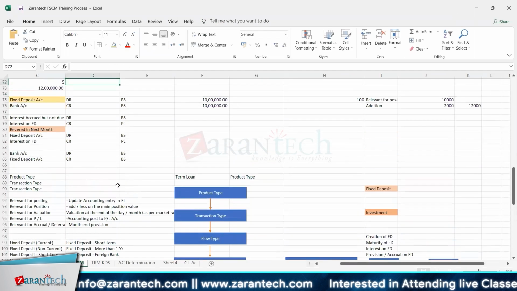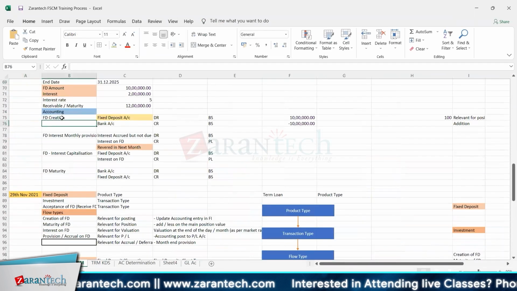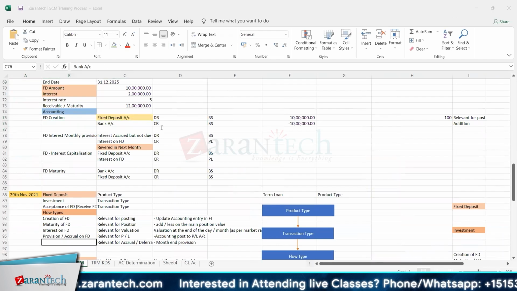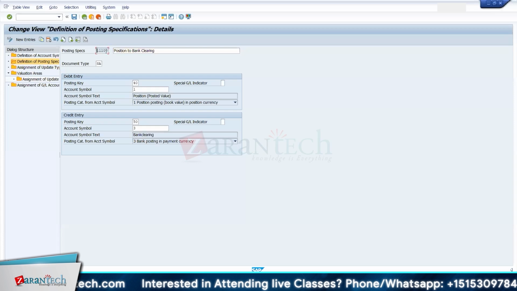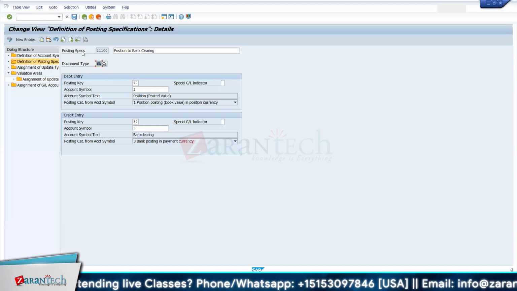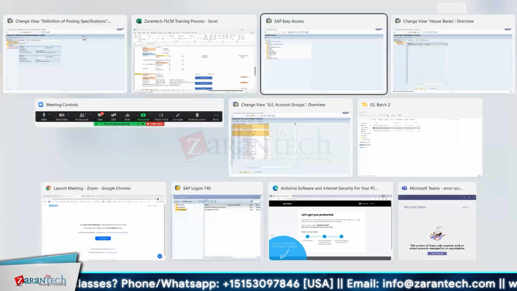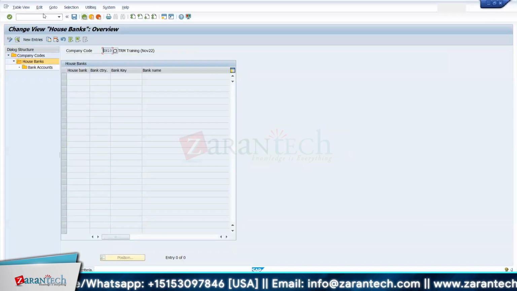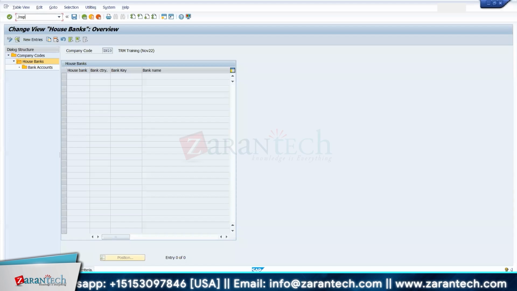Yes. So when I create the fixed deposit, my accounting entry is fixed deposit debit and bank account credit. Here you can see for this posting specification, I have document type SA, but normally I prefer to have a different document type, like TR something, so you can identify. If you want, we can create one document type here.